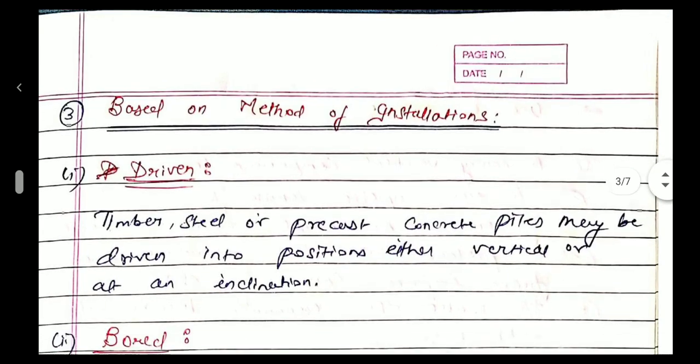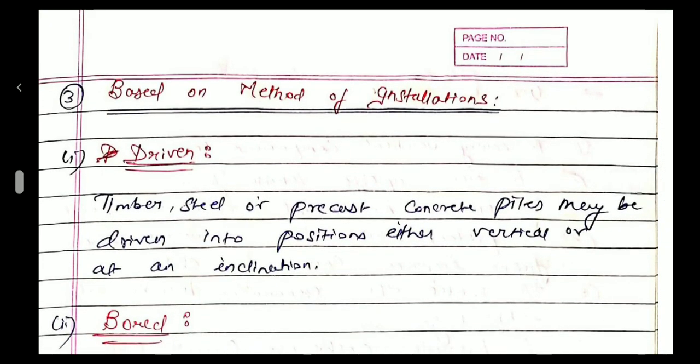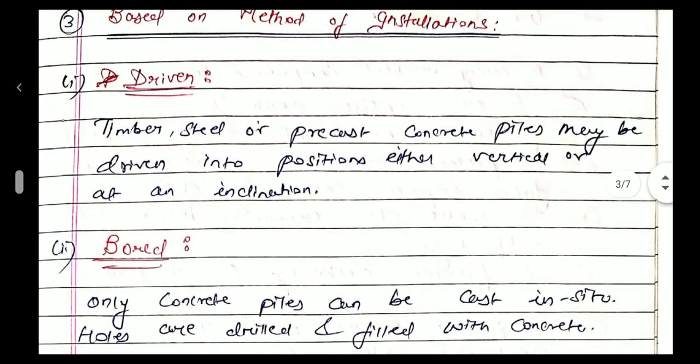Then the third classification is based on method of installation, that is, how the piles are installed at the site. So first it is driven pile. Driven piles means piles like timber, steel or precast concrete piles that may be driven into position either vertically or at an inclination.